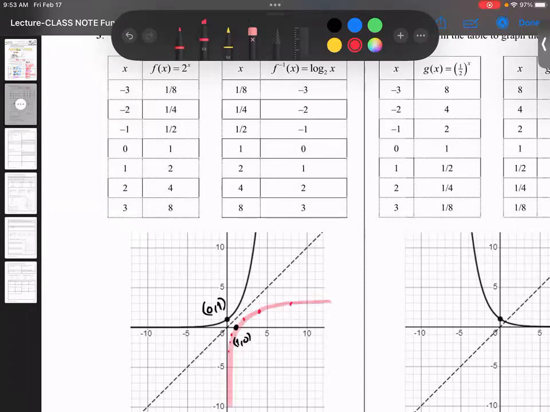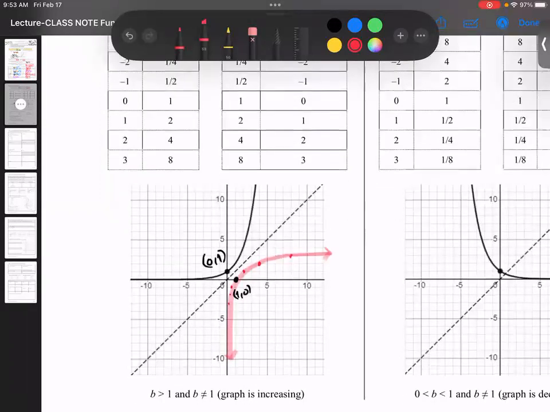Do not cross the y-axis. Kind of like the exponential, we don't cross the x-axis. I know it looks like I'm touching it, but in reality, I should not be touching it. But then it's so close, it looks like touching it.